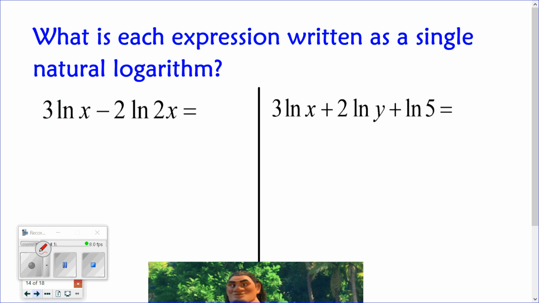All right, same idea. Still doing it as a single log. Let me give you guys a minute. Try both of these for me. See if you can put them back together.